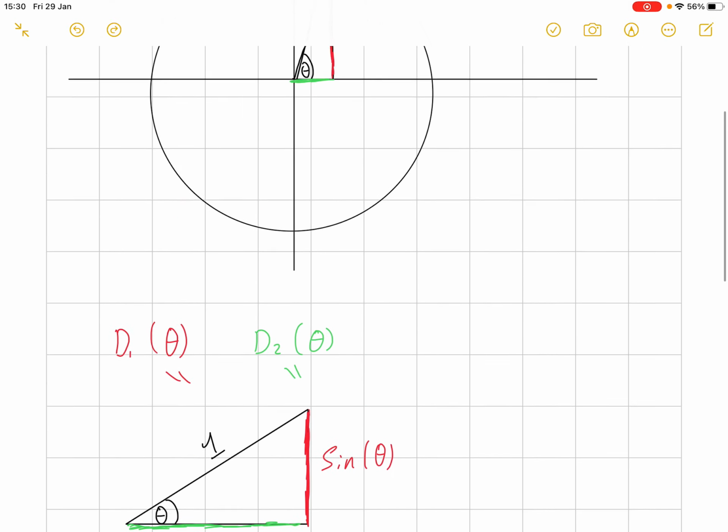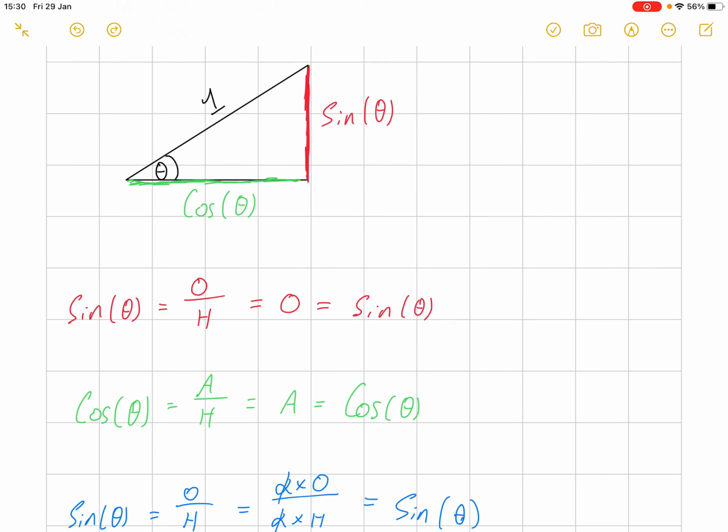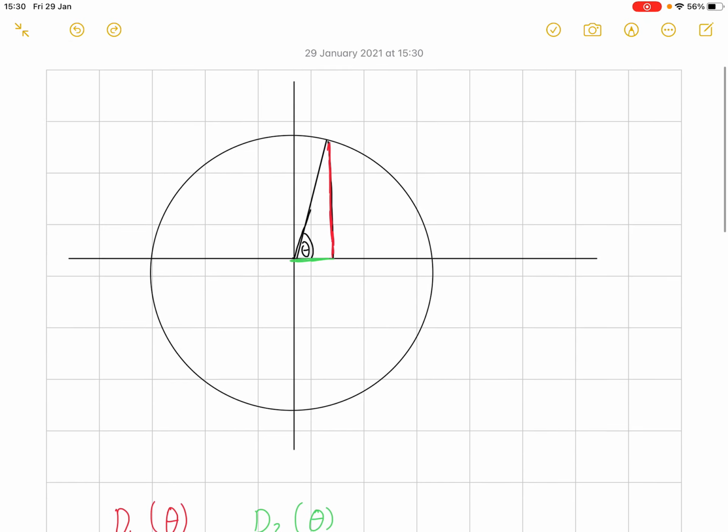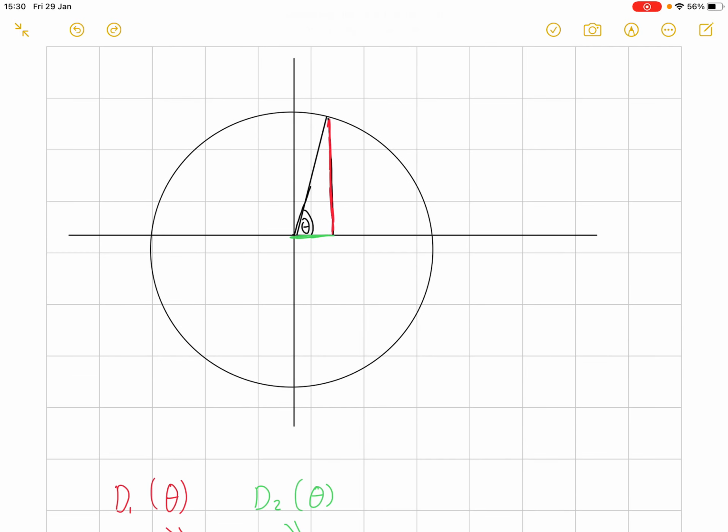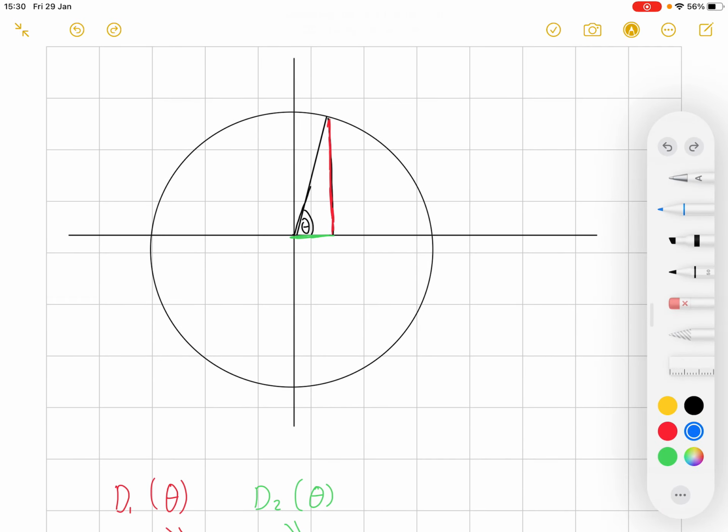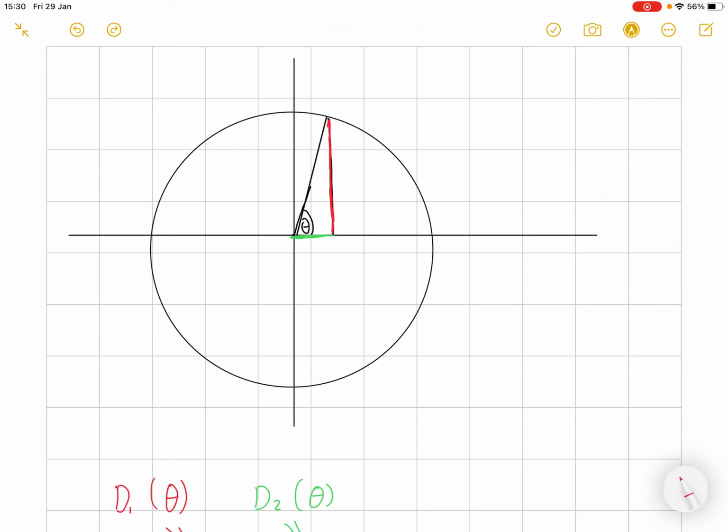And lastly, forgetting the maths for a moment, the visual, intuitive definition of sine of theta and cosine of theta are the lengths. This length here is sine of theta, and this length here is of course cosine of theta.